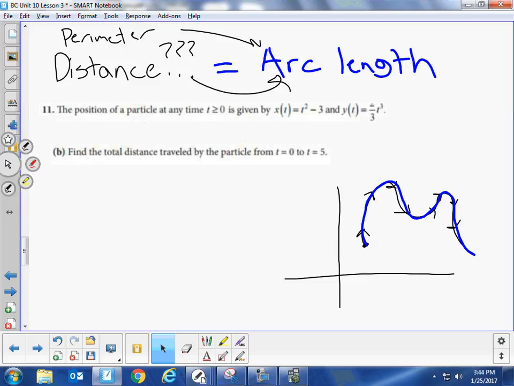Okay? So, find the total distance the particle traveled from 0 to 5. Well, let's just at least write down the integral. 0 to 5, square root of your dx dt squared plus your dy dt squared. 2t squared plus 2t squared, squared. Typically, you'll never be asked to do a problem like this without a calculator, or if it is asked without a calculator, they will just tell you to write the integral and not to evaluate.